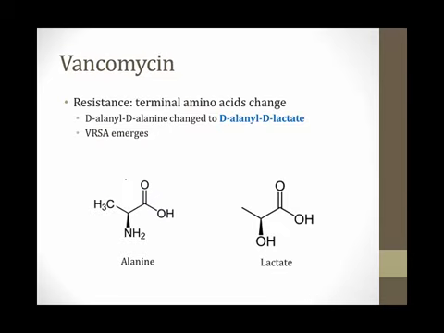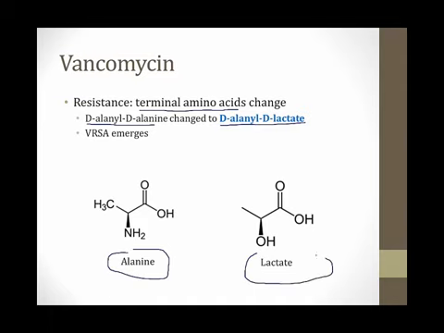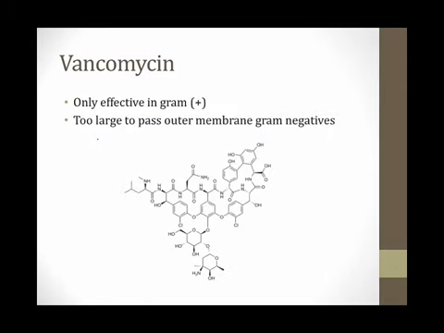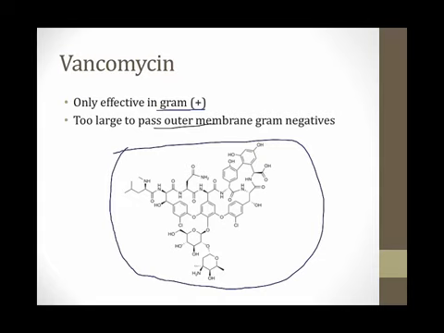Once you understand this, it's very easy to understand how bacteria can potentially develop resistance to vancomycin. They modify the terminal amino acids in their peptide chains. Specifically, Staph aureus has been shown to modify the D-alanyl D-alanine peptides and change them to D-alanyl D-lactate. In other words, an alanine amino acid is swapped with a lactate molecule. As a result, vancomycin can no longer bind, and this is the mechanism by which vancomycin-resistant Staph aureus emerges. Vancomycin is only effective in gram-positive bacteria, and the reason for this is because it's an enormous molecule. I've shown you its structure on the screen. It is too large to pass the outer membrane of gram-negative bacteria and disrupt their cell wall synthesis.